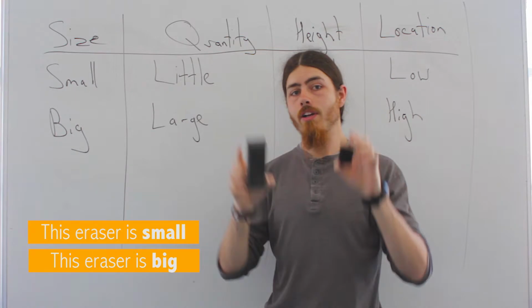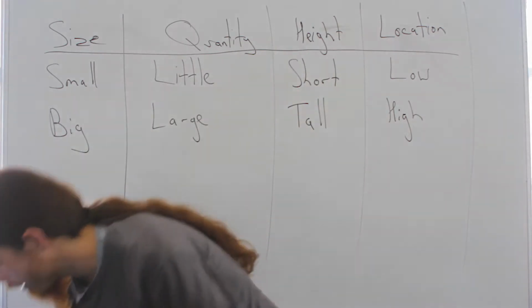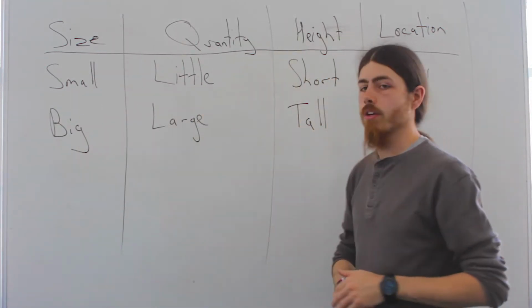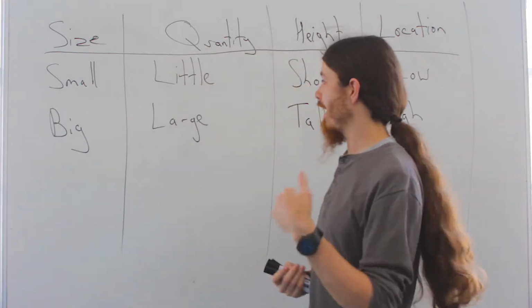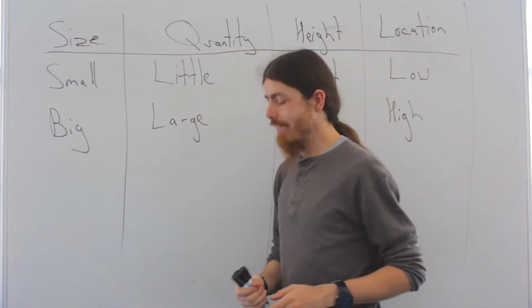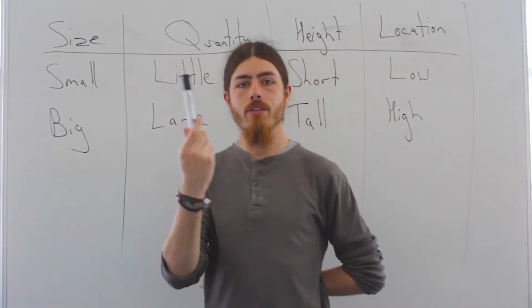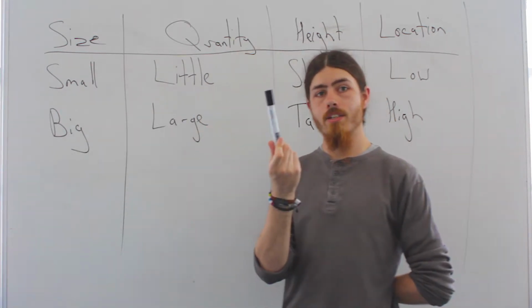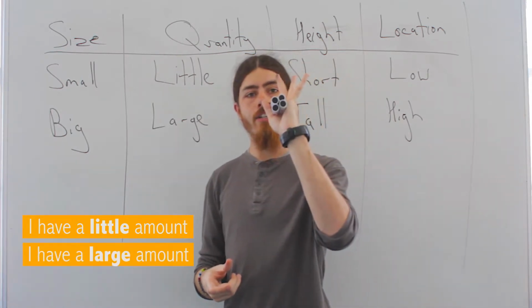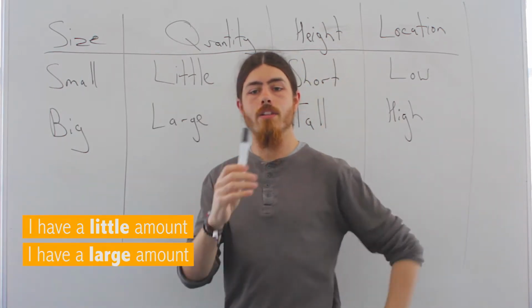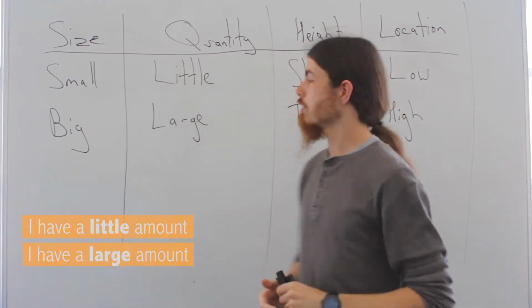Small, and big. If we move on to quantity here, we're talking about how many things do we have, or how much do we have, right? We're using little, so right now I don't have a lot of markers, I have a little amount. Then I have a large amount, so little and large amount.